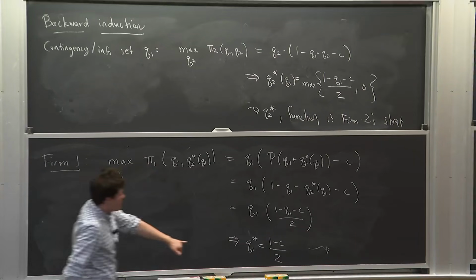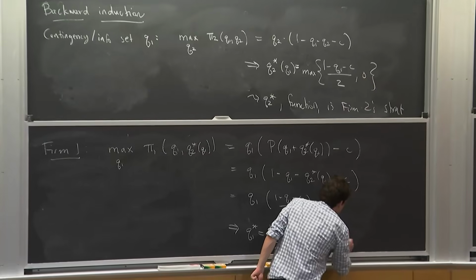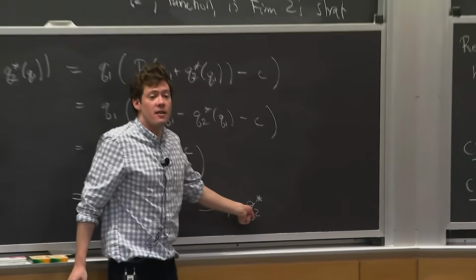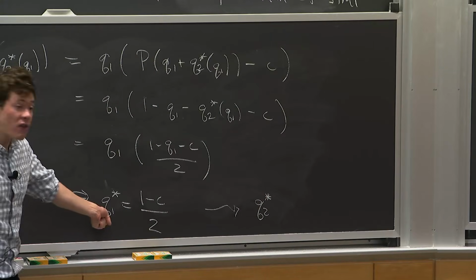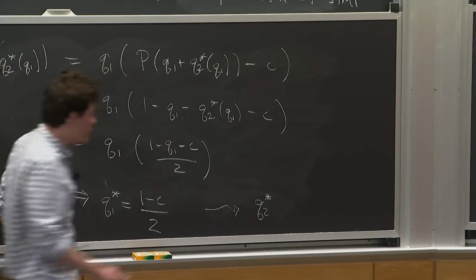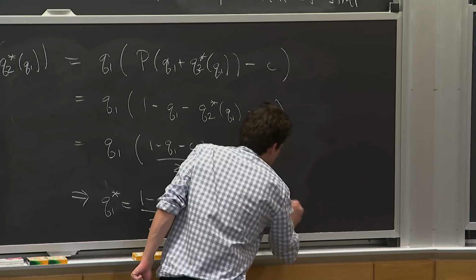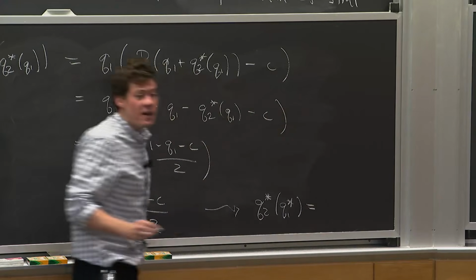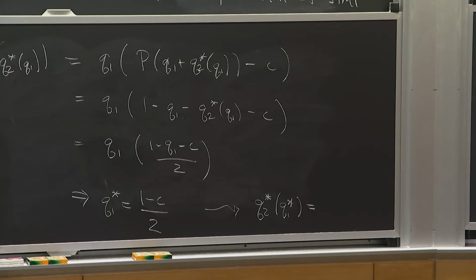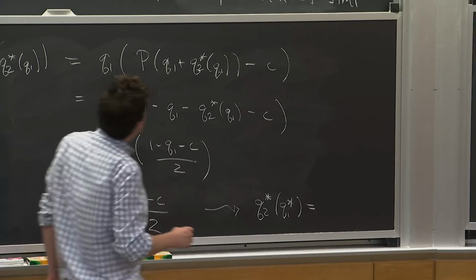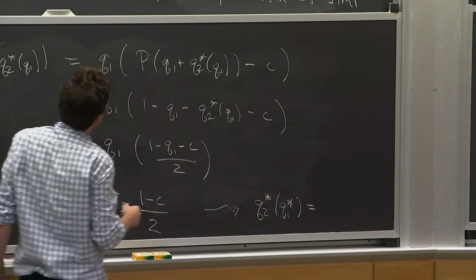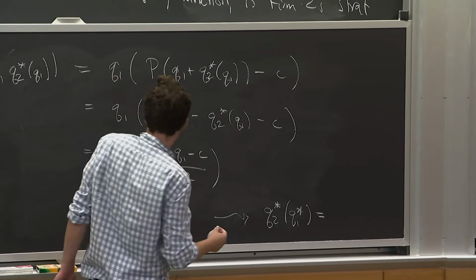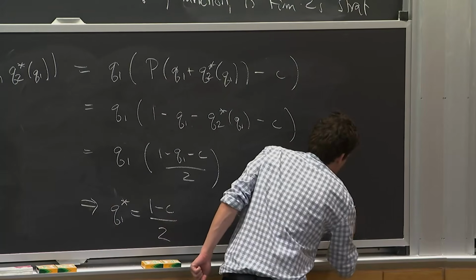Well, we need to plug in. What I want to look at is q2 star, the strategy that backward induction gave us for firm 2. But now I'm going to plug into that function the strategy that backward induction gave us for firm 1, which is just a number, the quantity. And this is going to tell me how much is actually produced, as opposed to firm 2's complete contingent plan. And we have to be a little careful here. It's 1 minus c over 2 minus a quarter. And I think it should be 1 minus c over 4.